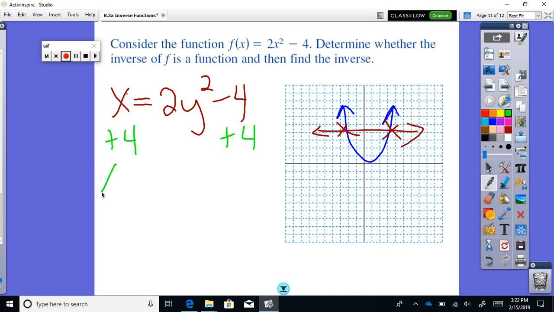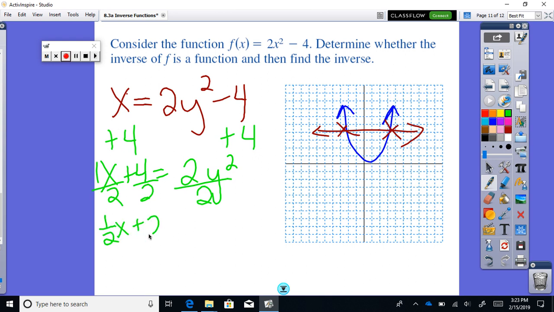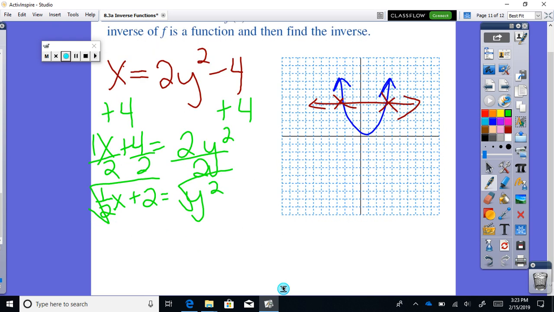So add 4 to both sides. We're trying to solve for y, so you get x plus 4 equals 2y squared. Divide everything by 2. This is going to be 1/2 x plus 2 equals y squared. Square root everything. You're going to have the square root of 1/2 x plus 2 equals y.